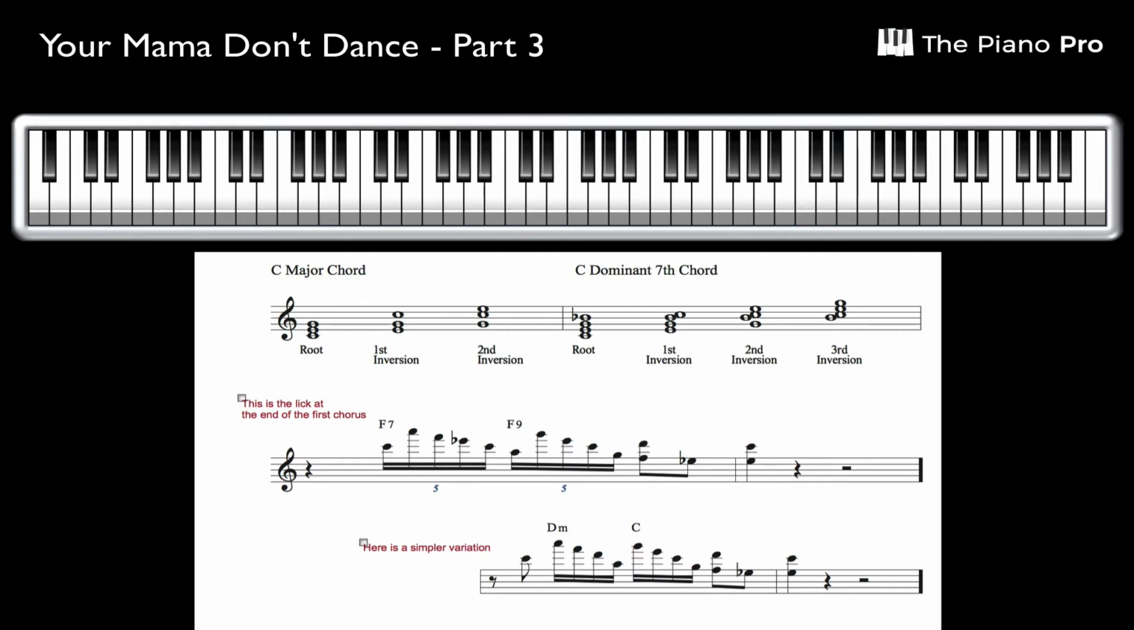When we did the first lick, we came back to the C. This time we're going to play A, G, E flat, C, G.